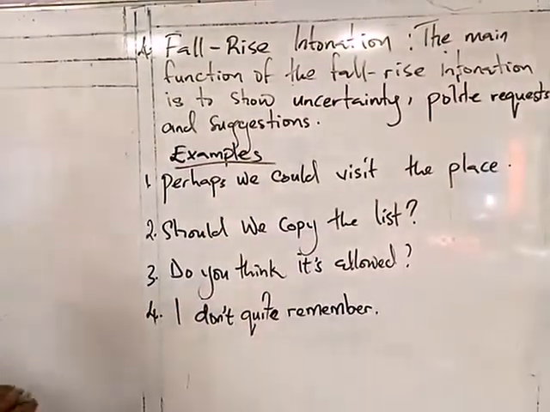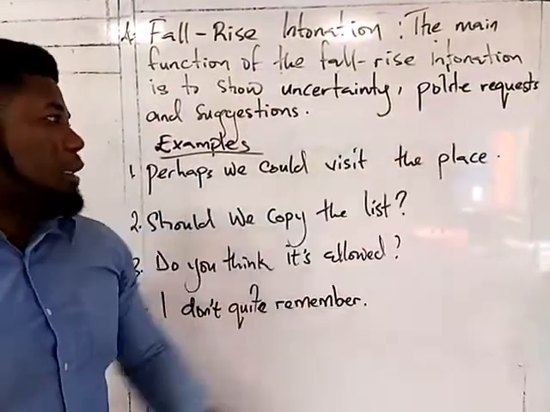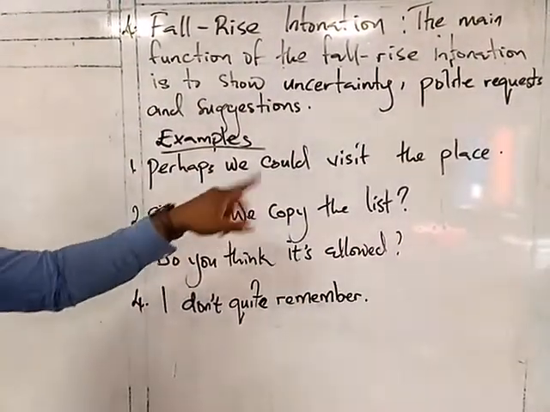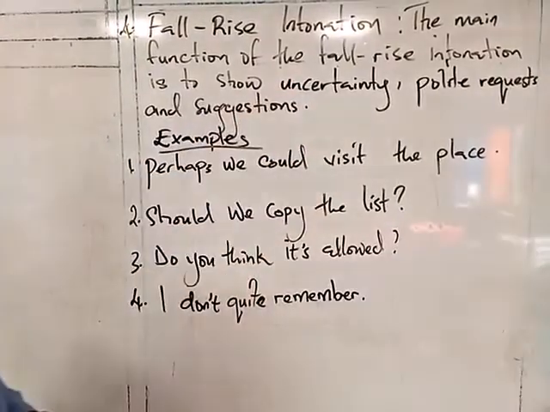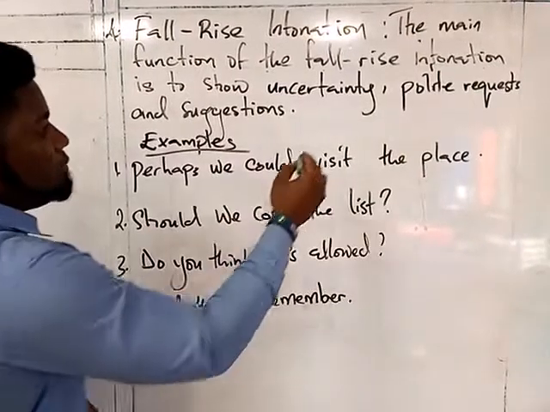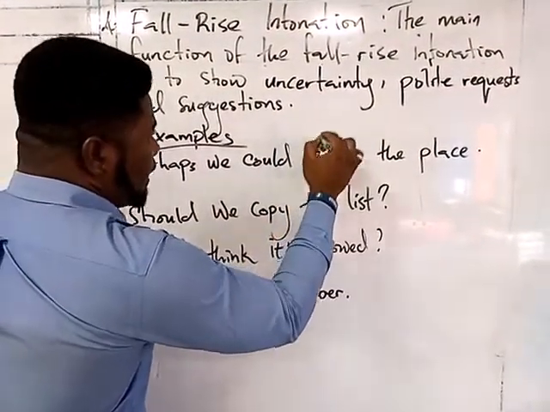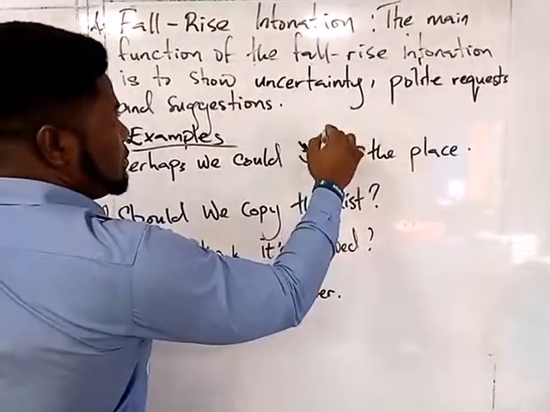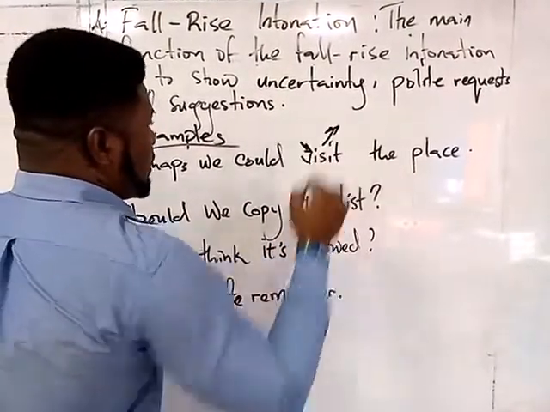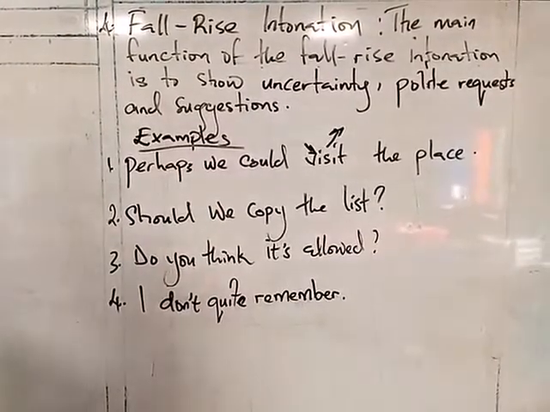1. Perhaps we could visit the place. Here, in visit, the V is falling, and it rises immediately. Perhaps we could visit the place.